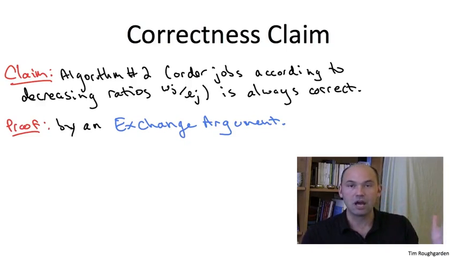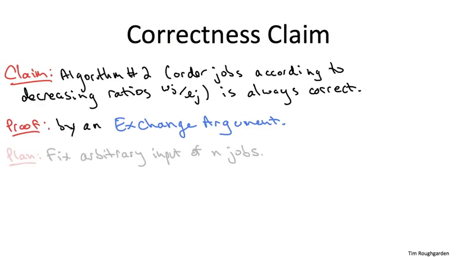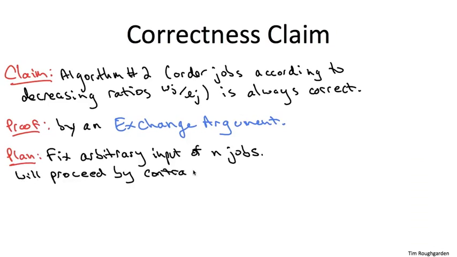So on this slide, let me give you the high-level proof plan of how this is going to go. We'll start delving into the details on the next slide. At a high level, we're going to begin by fixing an arbitrary instance, by which I mean just the description of the weights and lengths of n jobs. Remember, we have to prove that our algorithm is always correct, so we just fix an arbitrary instance and prove correctness on this arbitrary instance.